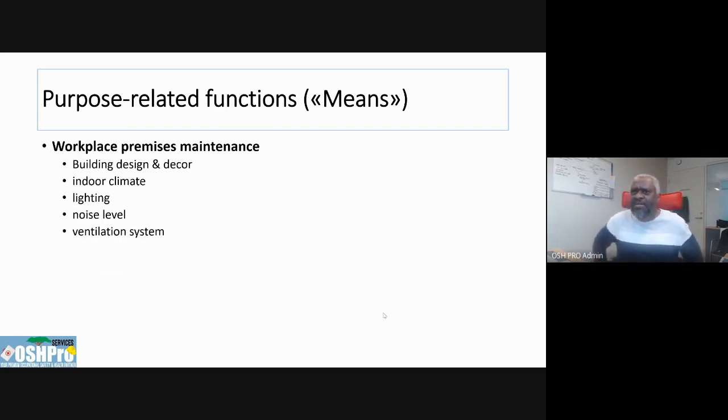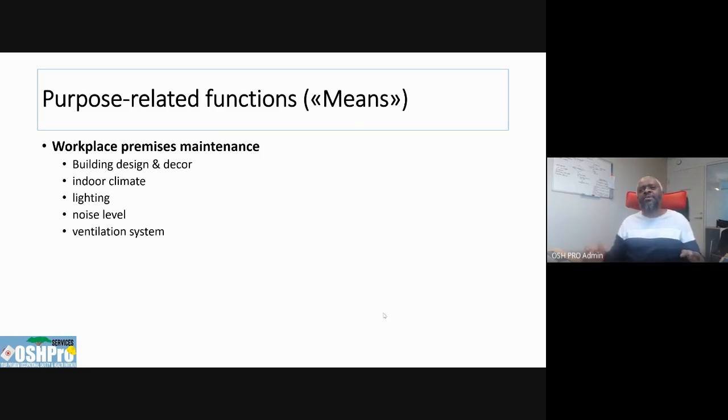We start with the workplace premises maintenance. So the building itself, the design of the building, the decor, how it is in the workplace, so the physical workplace itself, the indoor climate. It should not be contaminated with chemicals and dust and radiations and noise. Noise should be controlled. You have machines in industries.